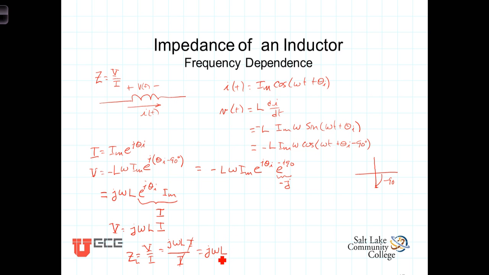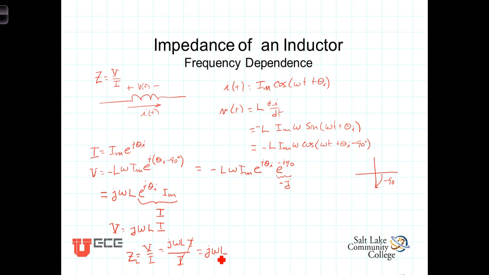In other words, as the frequency gets larger and larger, the impedance gets larger and larger. Or as the frequency gets smaller, the impedance gets smaller. And in fact, in the limit, when omega equals 0, the impedance of the inductor is 0. The ratio of the voltage to the current is 0. In other words, at DC, there is no voltage drop across the inductor. But we knew that. At DC, di/dt is equal to 0, and the voltage across the inductor is 0.